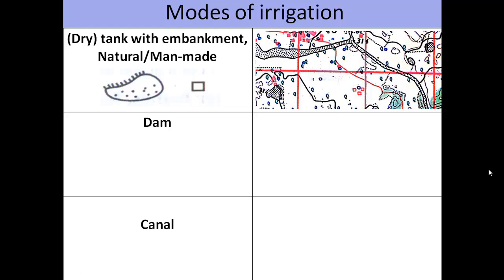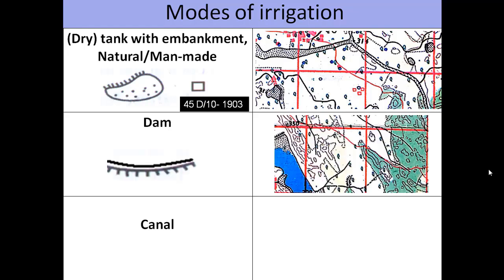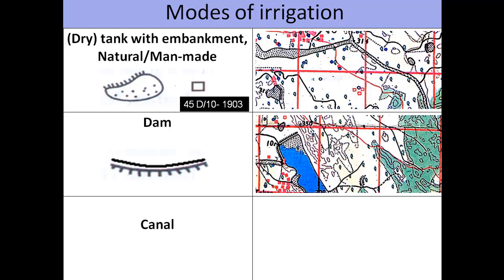Another important mode of irrigation on topographical map is a dam. As you can see in the map extract, a large dam has been shown. This is the symbol of a dam, which stores a lot of water in the catchment area, and such dams are a good source for irrigation. One can see this example of dam in 45D10, grid reference 2221.